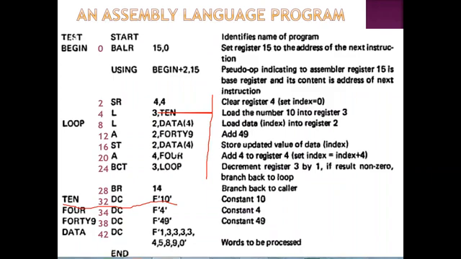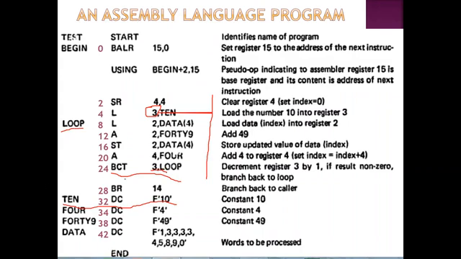Why am I using 10? Because I want this loop to be executed how many times? 10 times. So I will load 10 into which register? I will be loading 10 into register 3. And I will be decrementing register 3 in this line. Then the loop is here, right? You have to keep going to this particular line and execute the whole thing, right?